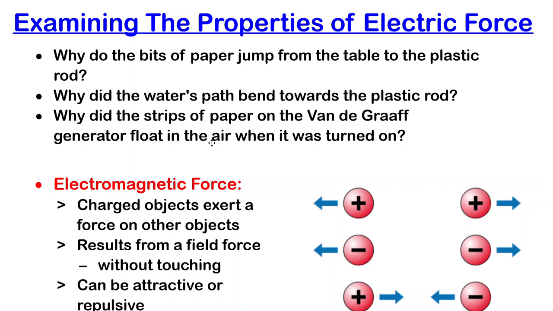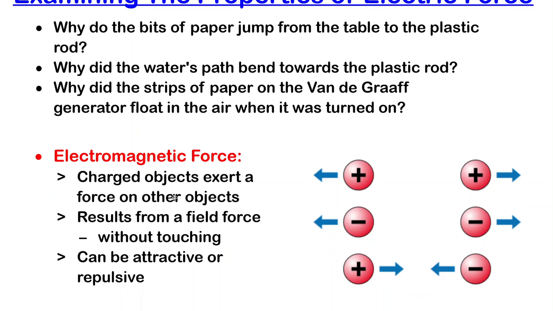And so we need to look at what is electromagnetic force. Electromagnetic force, also written as F sub E, so all forces are F for force, and then we use a subscript to indicate what type of force it is. So F sub E would be the abbreviation for electric force. Like all forces, the unit for it will be newtons.